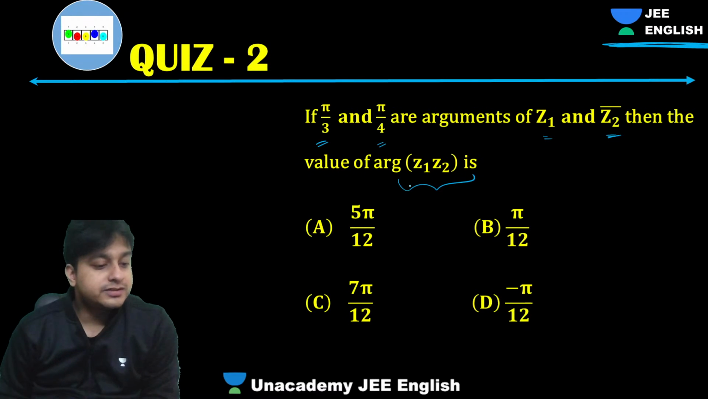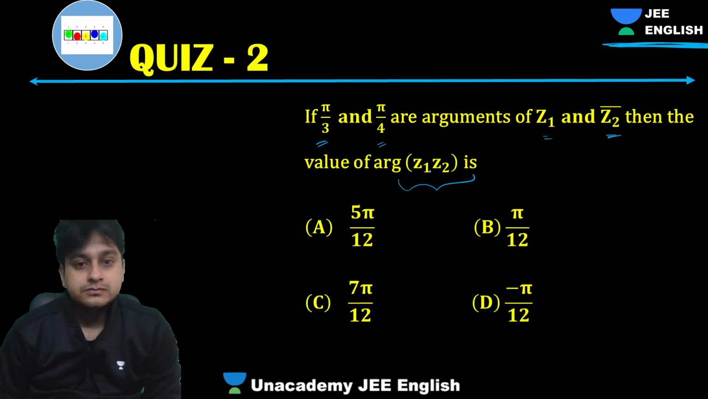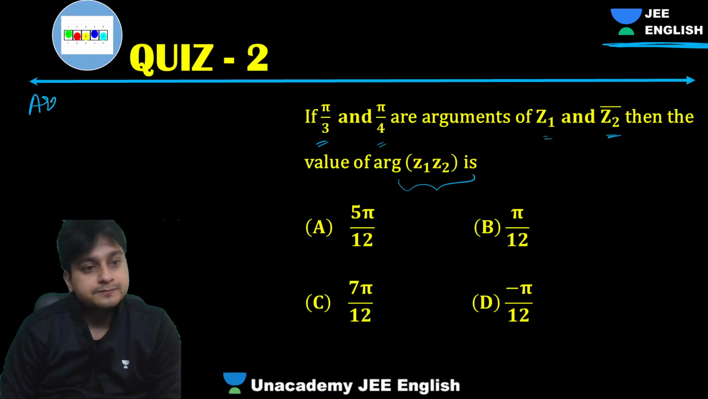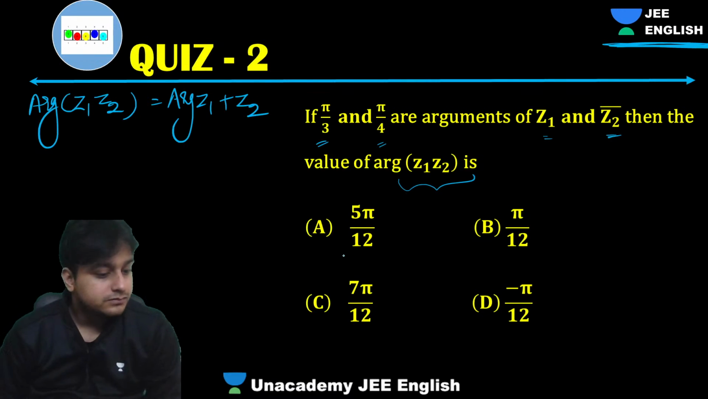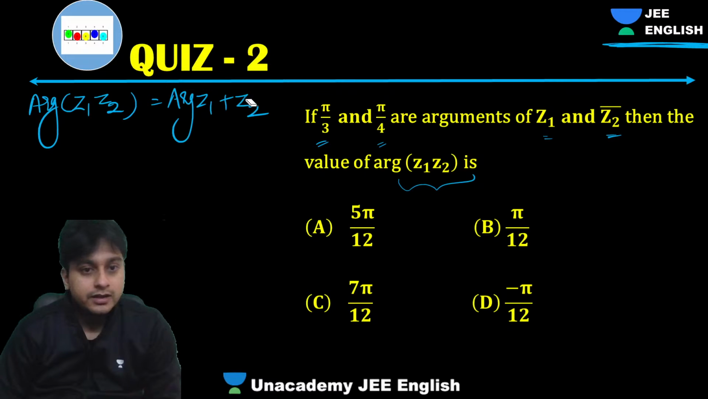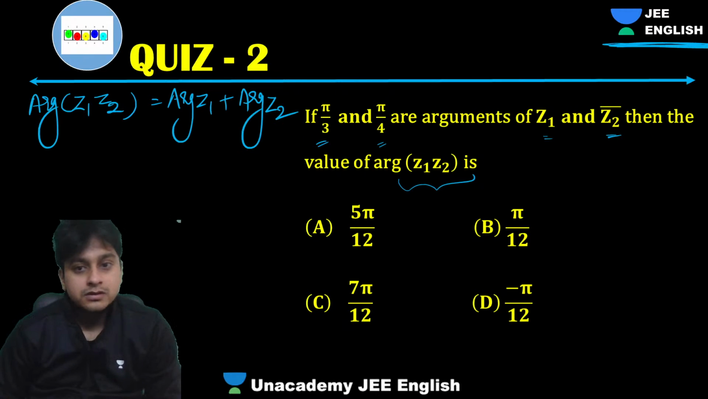So what we need to do is pretty simple here. We have argument of z1 into z2, right? I have already told you, argument of z1 into z2 can be written as argument of z1 plus argument of z2. So this will be argument of z1 plus argument of z2. Now this is pi by 3.